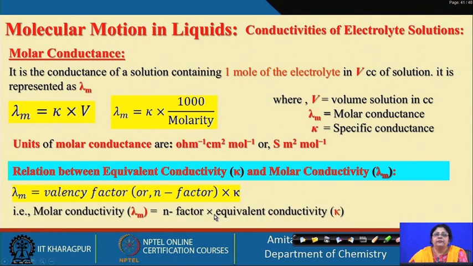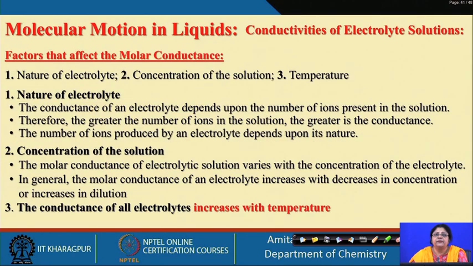And what are the parameters it is dependent on? It is going to be dependent on the nature of electrolyte. Conductance of electrolyte depends upon the number of ions present in solution. Therefore, the greater the number of ions in the solution, the greater will be the conductivity or conductance. The number of ions produced by electrolyte depends upon its nature.